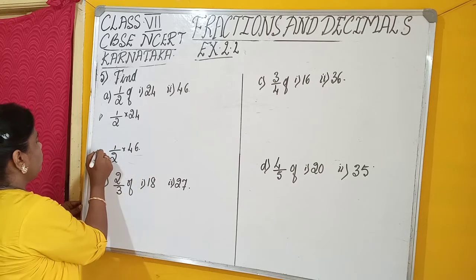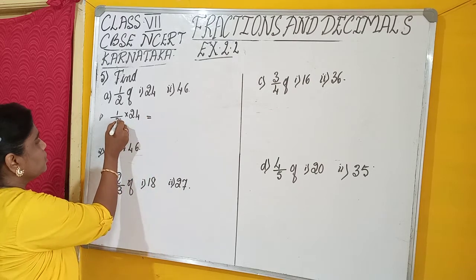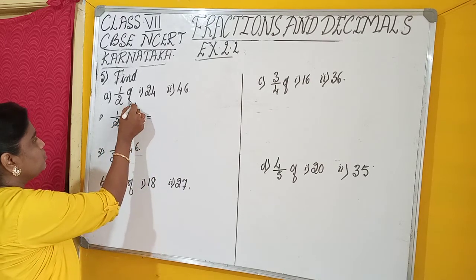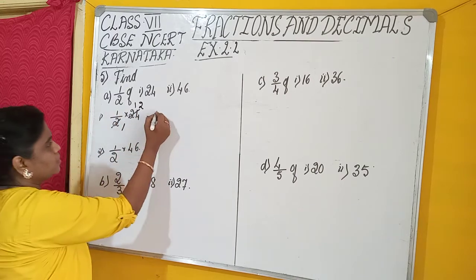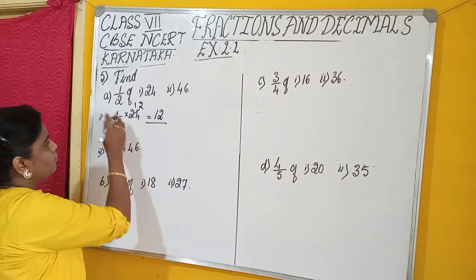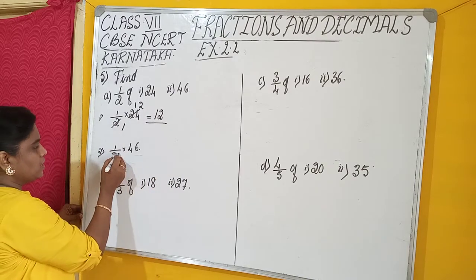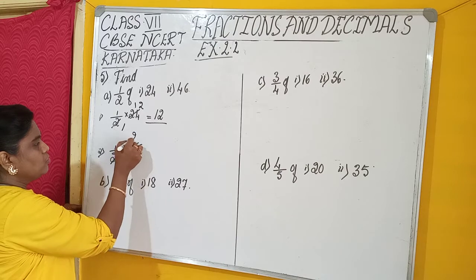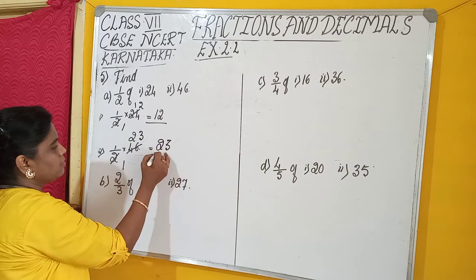1/2 of 24 means 2 ones are 2, 2 twos are 4. Multiply 12 with 1, that is equal to 12. So 1/2 of 24 is 12. Here, 1/2 of 46 is 2 twos are 4, 2 threes are 6, that is equal to 23.